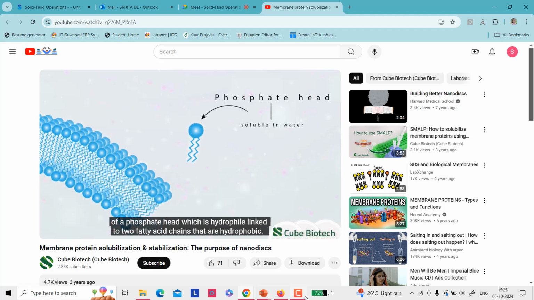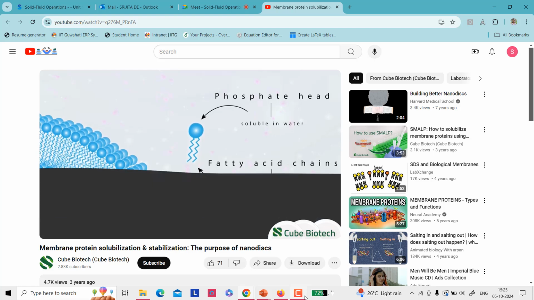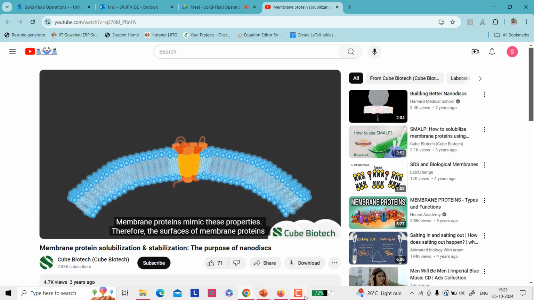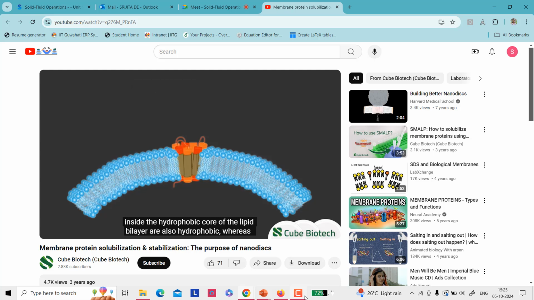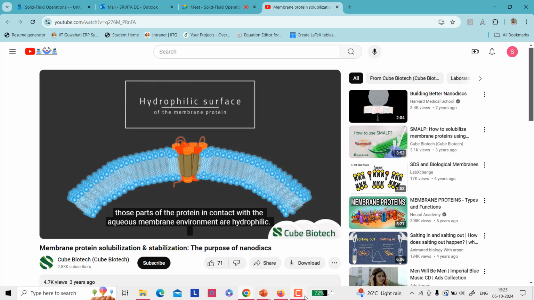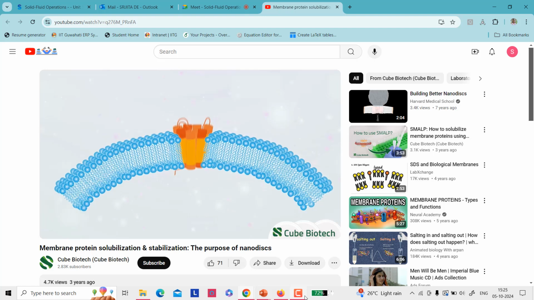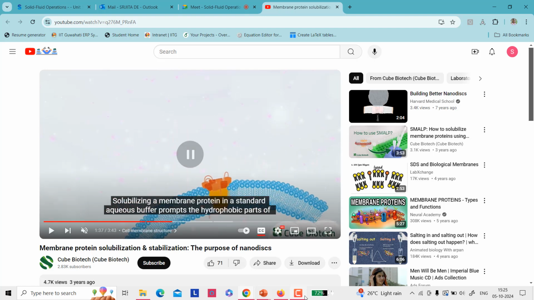Membrane proteins mimic these properties. Therefore, the surfaces of membrane proteins inside the hydrophobic core of the lipid bilayer are also hydrophobic. Those parts of the protein in contact with the aqueous membrane environment are hydrophilic. Okay. So cells have lipid layers. Lipid layers are formed of phospholipids, two layers of phospholipids, and that is how the cells are formed.